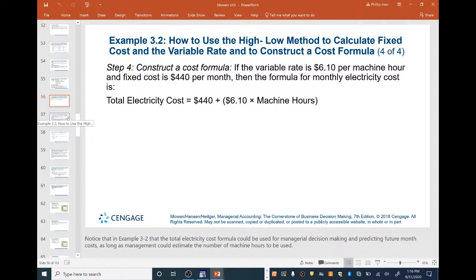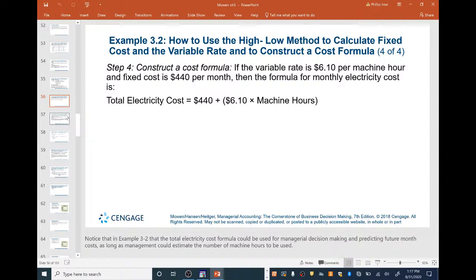Last, step 4, construct the cost formula. So if the variable rate is $6.10 per machine hour, we calculated that, and fixed cost is $440 per month, then the formula for monthly electricity costs is going to be as follows. So total electricity cost equals $440 plus $6.10 times machine hours. Okay, so that's our cost to be able to determine how much electricity is going to be consumed based upon the level of output.